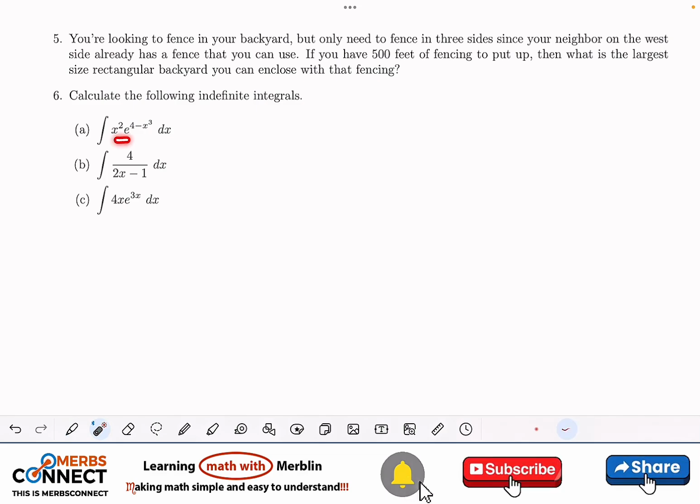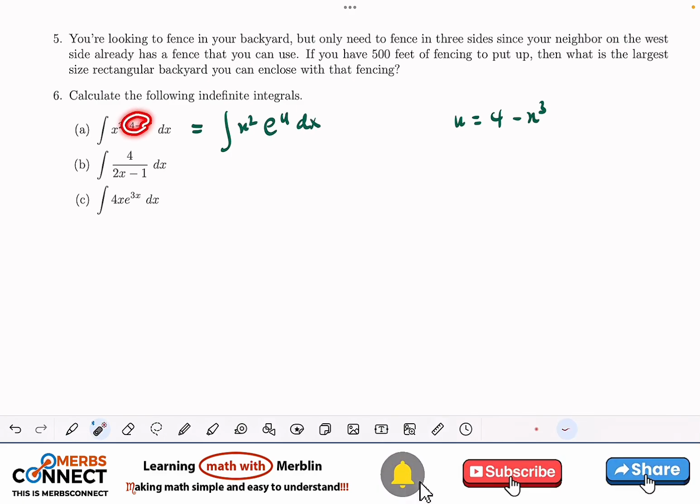So basically, since this is x to the power 3 and this is 2, we can do U substitution, right? So we learned how to do U substitution. So what I'm going to do is, for a, I'll let u be equal to 4 minus x cubed. So I'm picking everything on the top. So what happens to my function? Now the integration will be like x squared e to the power u dx, because everything on the top is equal to u now.